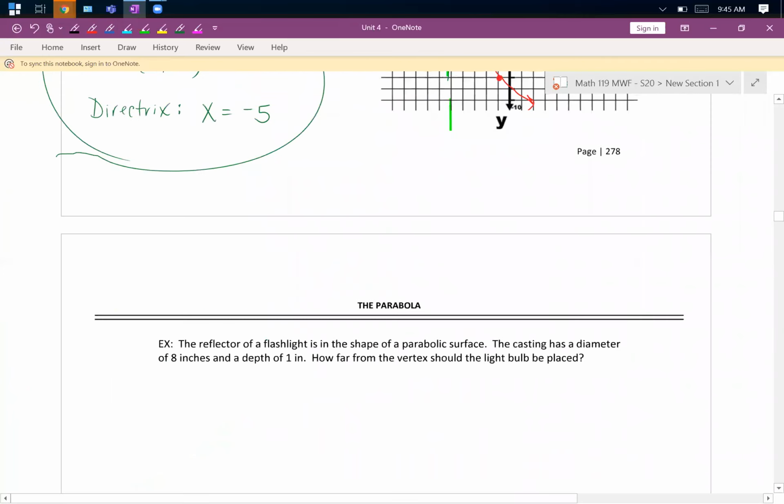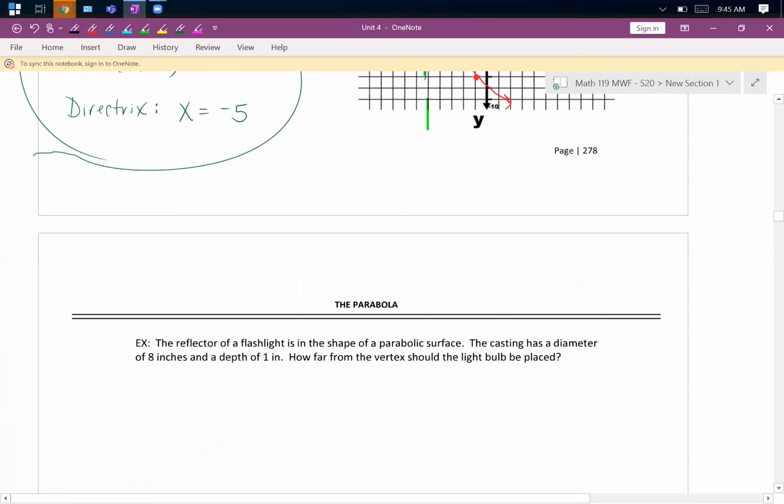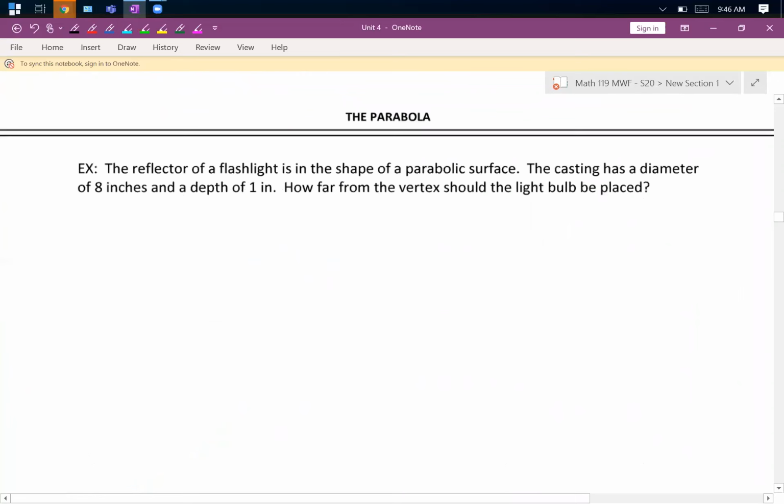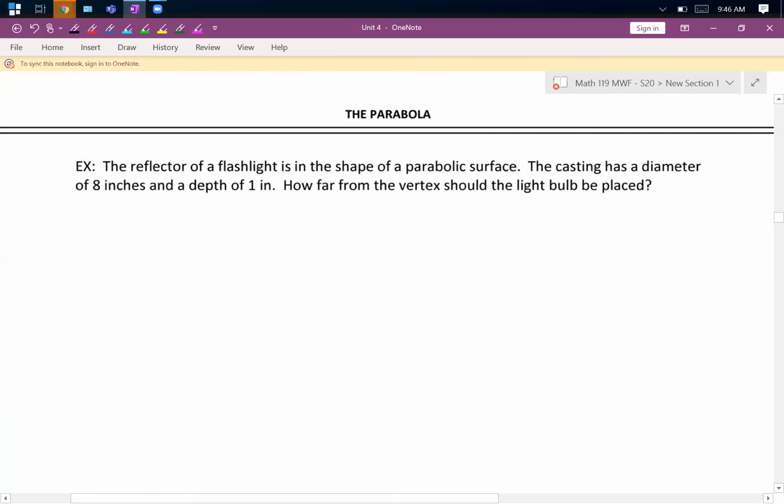All right, we got several application problems here. The reflector of a flashlight is in the shape of a parabolic surface. The casting has a diameter of 8 inches and a depth of 1 inch. How far from the vertex should the light bulb be placed?